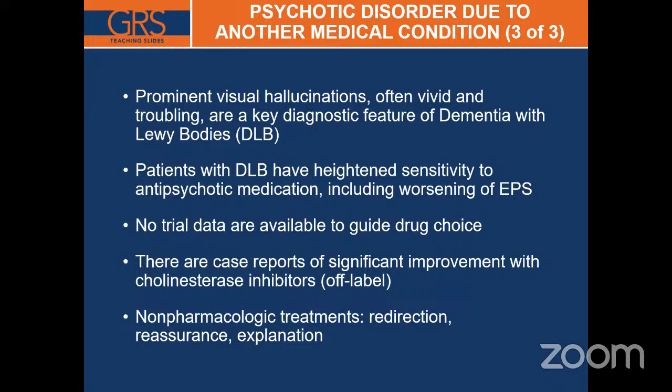Now we talk about dementia with Lewy bodies. Visual hallucinations are often vivid and tremulous and are key diagnostic features of dementia with Lewy bodies. Patients with dementia with Lewy bodies have heightened sensitivity to antipsychotic medication, including worsening extrapyramidal symptoms. There is no trial data available to guide the drug choice. There are case reports of significant improvement with a cholinesterase inhibitor, but these are all off-label. The non-pharmacological treatments of redirection, reassurance and explanation are the best approach.